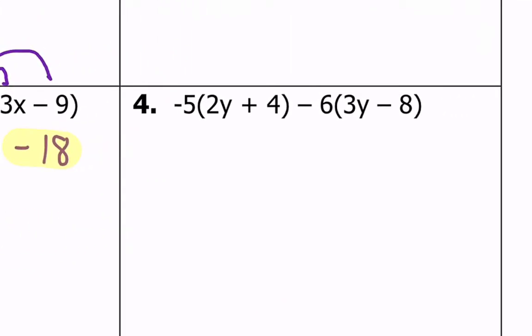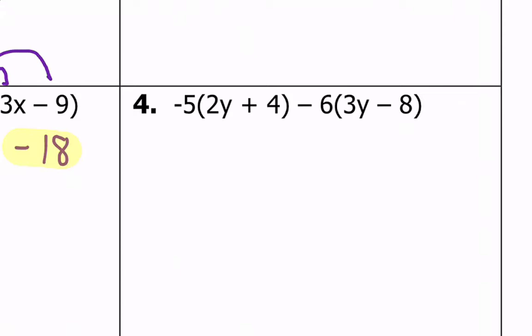Okay, like on number 3, we have two different sets of parentheses, which means we're going to have to distribute twice. First, we're going to have to distribute this negative 5 to the inside of the parentheses. And then we're going to have to take this negative 6 and distribute it to these guys inside the second set of parentheses.